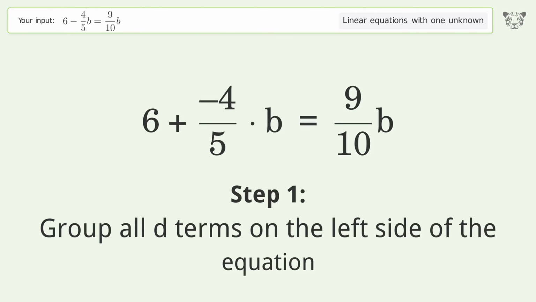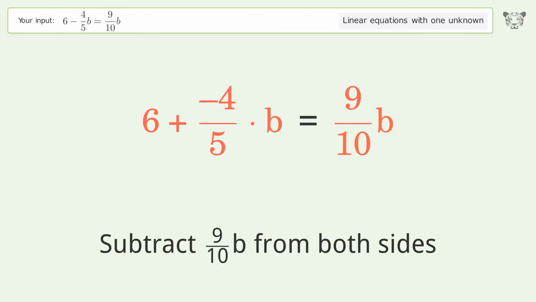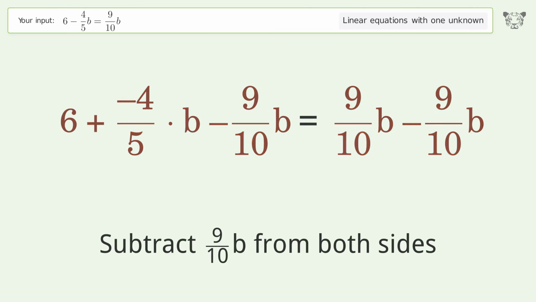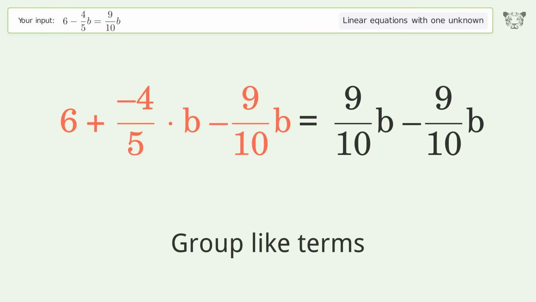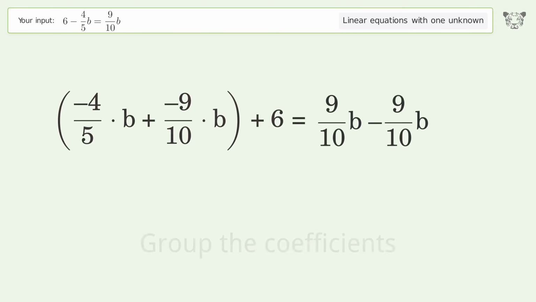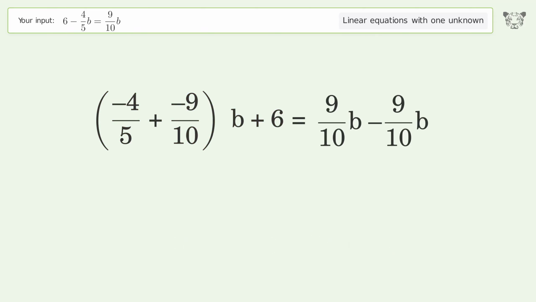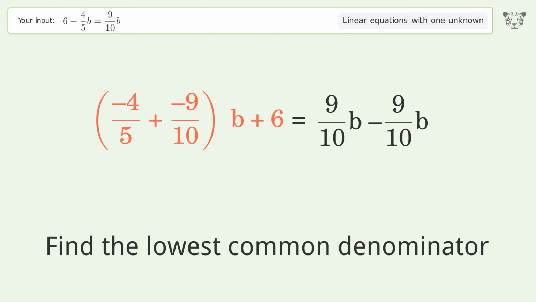Group all d terms on the left side of the equation. Subtract 9 over 10b from both sides. Group like terms. Group the coefficients. Find the lowest common denominator.